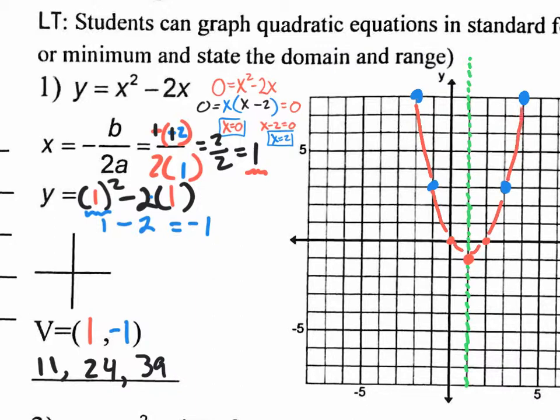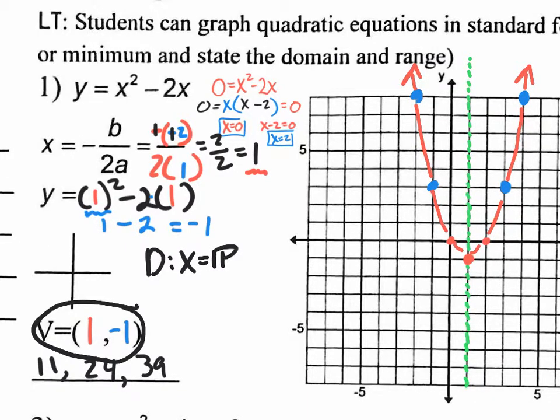So let's state everything that we can. So in addition to graphing this correctly, let's state everything that we can. We already have the vertex. It's right here. How about the domain? What do we put? X equals what? All real numbers. That is because the parabola does go to the left forever and to the right forever.